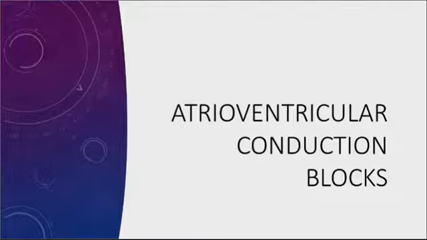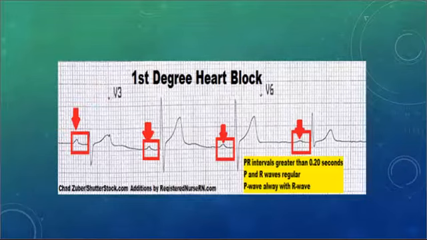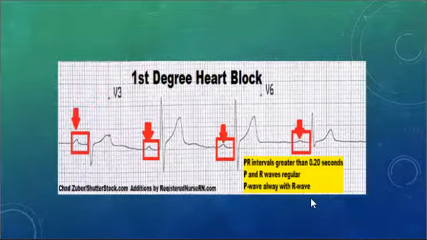Atrioventricular conduction blocks. These are different degrees of block. First degree heart block is when the PR is greater than 0.20. It's the time taken for the impulse to go from the sinus node in the atrium to the AV node, and your PR interval is greater than 0.20. Usually you try to find out what's causing it and get rid of it. You will have no symptoms, and you don't do anything other than monitor it.